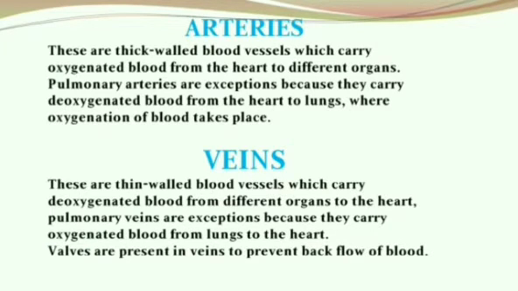Now what are arteries? These are thick-walled blood vessels which carry oxygenated blood from the heart to different organs. Pulmonary arteries are an exception because they carry deoxygenated blood from the heart to the lungs, where oxygenation of blood takes place. What are veins? Veins are thin-walled blood vessels which carry deoxygenated blood from different organs to the heart. Pulmonary veins again are an exception because they carry oxygenated blood from the lungs to the heart. Valves are present in the veins to prevent the backflow of blood.